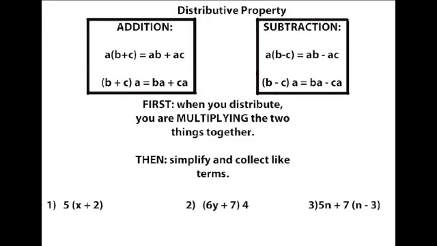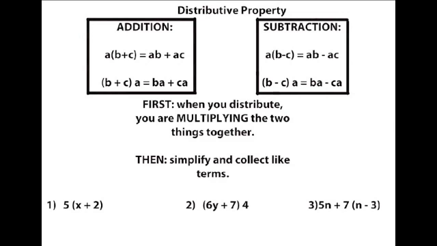Today I'm going to be showing you about the distributive property, also known as just distributing. It's something that's really important that we use a lot in algebra, that you'll use in your higher math classes that you're going to take.